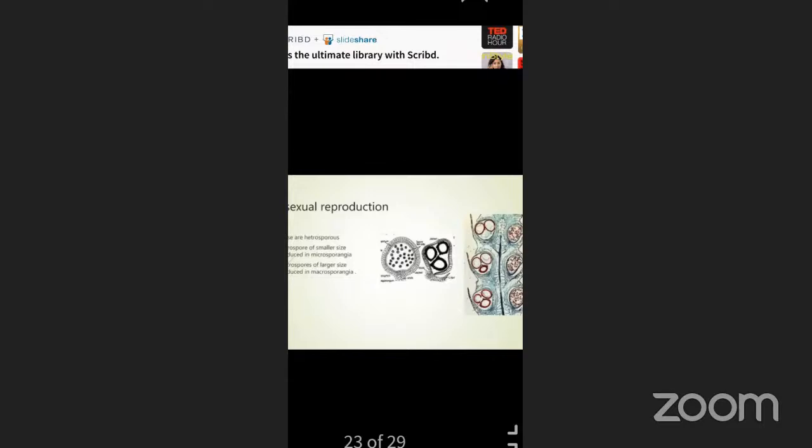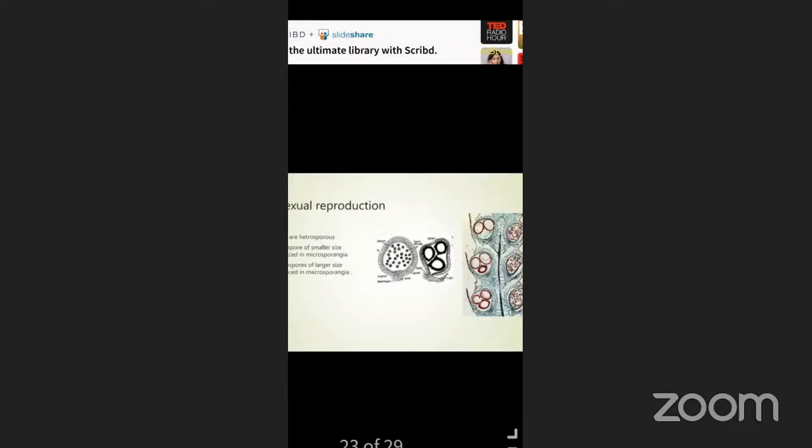Okay. So here, see here, there are two types of spores in that picture. Here there are megaspores and microspores. Microsporophylls and megasporophylls are there. Both the mega and microsporangia have a very short stalk. So megasporangia are large in shape compared to the microsporangia.